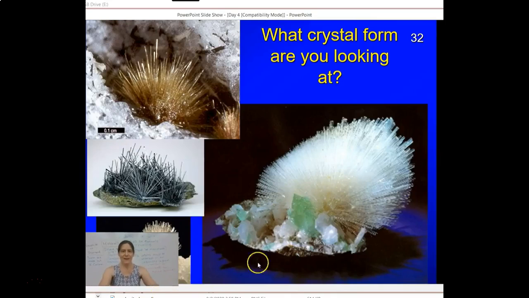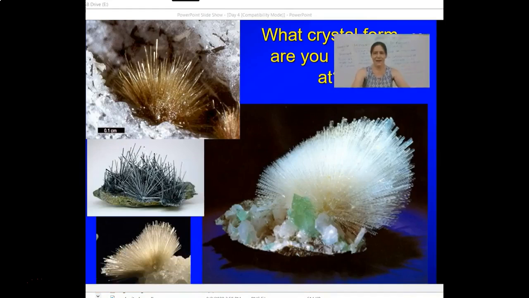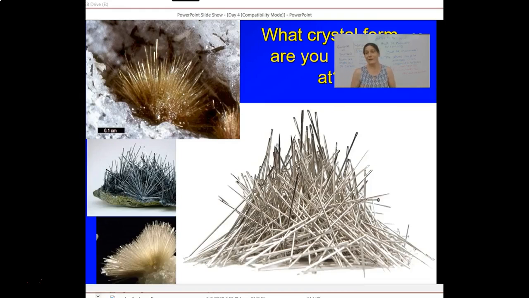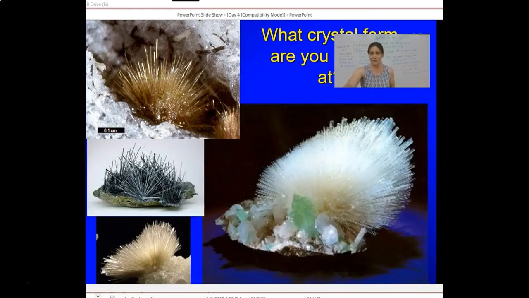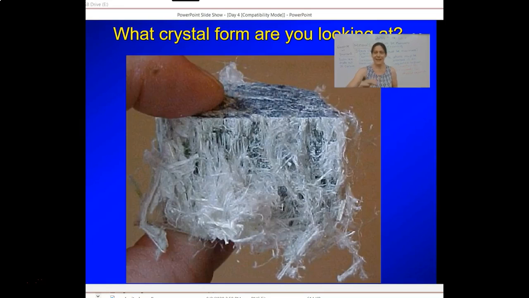Ooh, what about that one? Let me get my head out of the way. It looks kind of fuzzy, but if you touched it, it would be like a cactus. It's all spiky, almost like a bunch of needles sticking out. Do you remember that one? Really skinny, needle-like: acicular. Yes, that's actually a pile of needles. If it looks like a pile of needles, it is acicular. That one's kind of fuzzy.